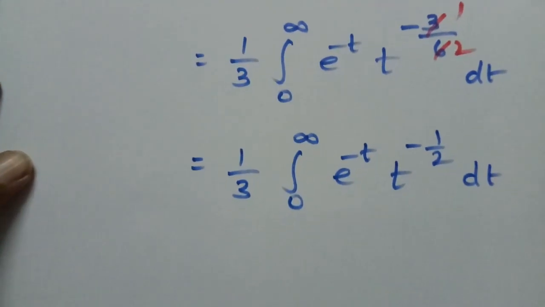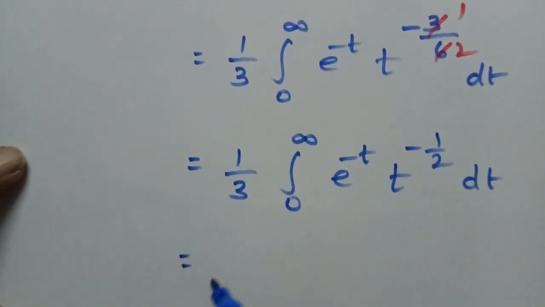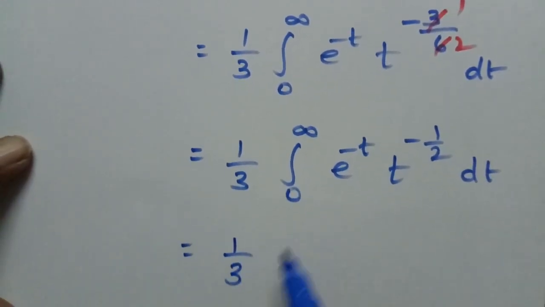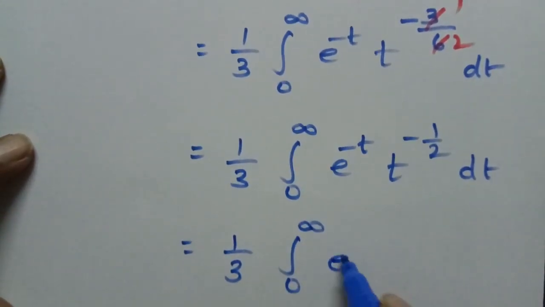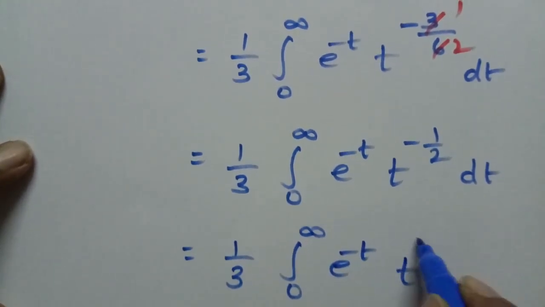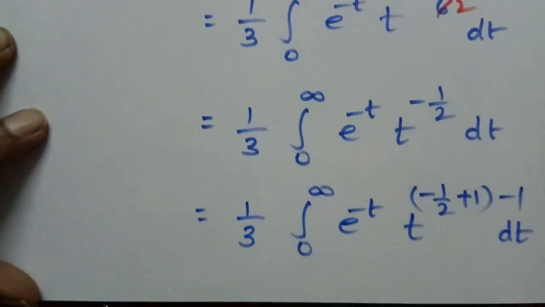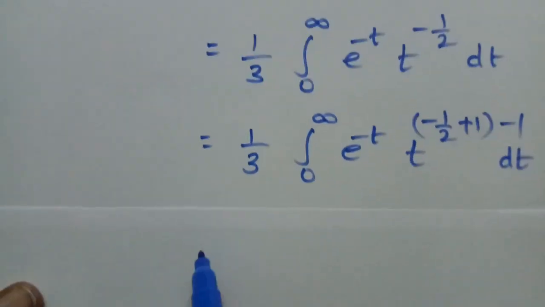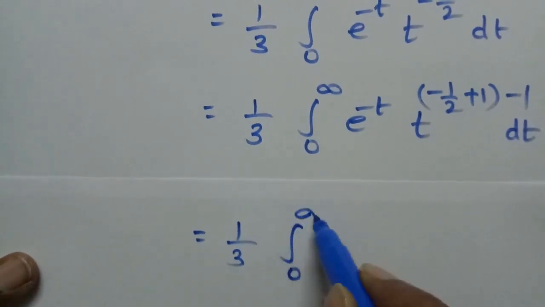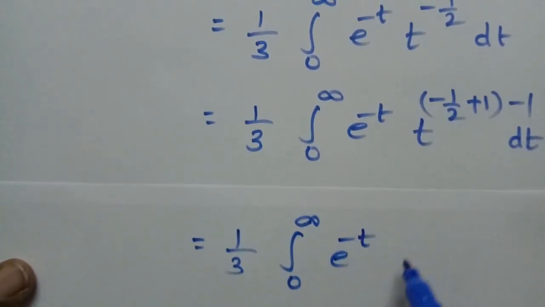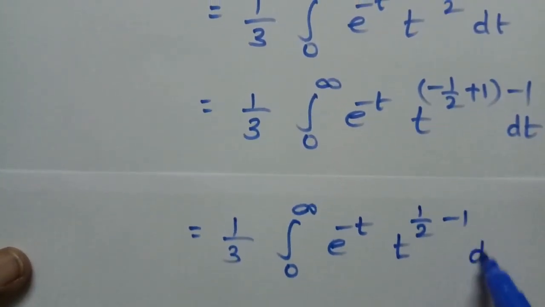Therefore this is of the form e power minus t into t to the power of n, but we require t to the power of n minus 1. In the gamma function we have t to the power of n minus 1, we require it. For this, adding and subtracting 1 in the exponential, this is equal to 1 by 3 times integral 0 to infinity e power minus t into t to the power of minus 1 by 2 plus 1, that is 1 by 2, minus 1 is already there.